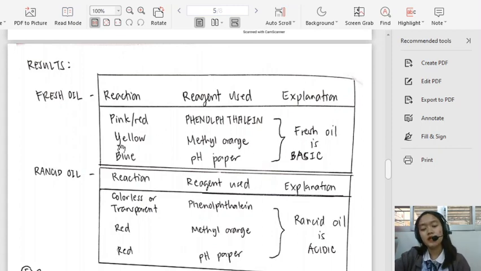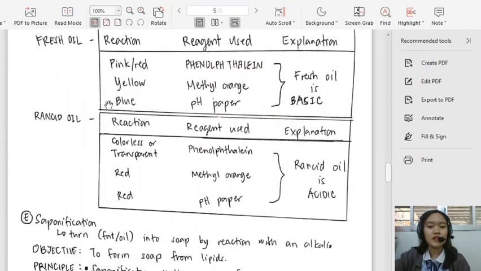And for the pH paper, it turned blue, indicating also that it is basic. So all 3 of these indicate that your fresh oil has a pH level greater than 7. Next, you have rancid oil.